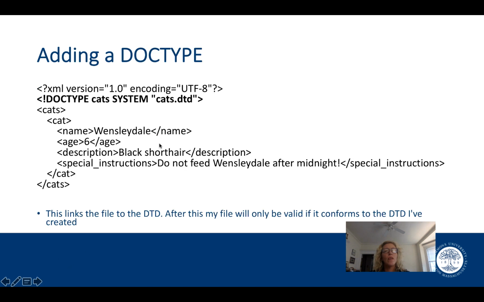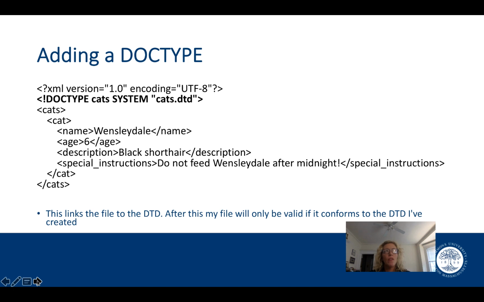So when you add a doctype, and remember, we do have some familiarity with this from adding CSS files to HTML files. It's similar in that you need to just add it. This is where it would go, underneath the declaration. You would put DOCTYPE cats SYSTEM cats.dtd, and that's the actual file. So this will link, and after this, the file will only be valid if it conforms to the DTD that was created.